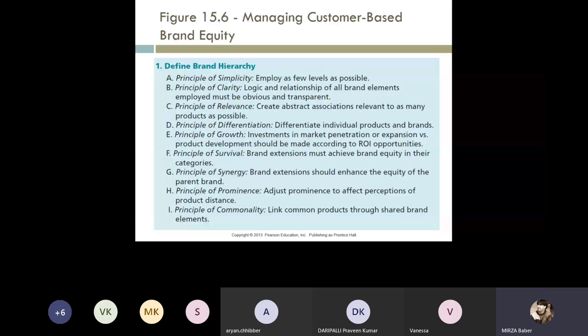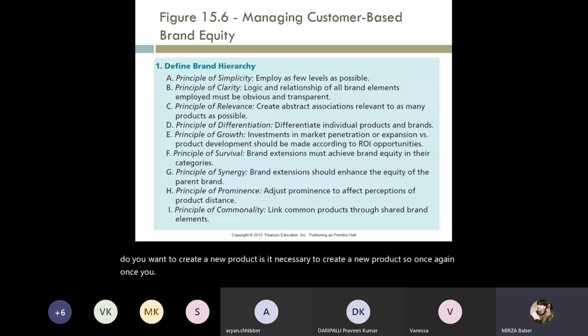But do you want to create a new product? Is it necessary to create a new product? Once you're thinking about those things, think about your return on investment. Will you be making more money if you go after a different market segment, if you continue to stay with the same market segment, if you design a new product, or if you go entirely with a diversification strategy? Diversification is when you create a new product and go after a new market.